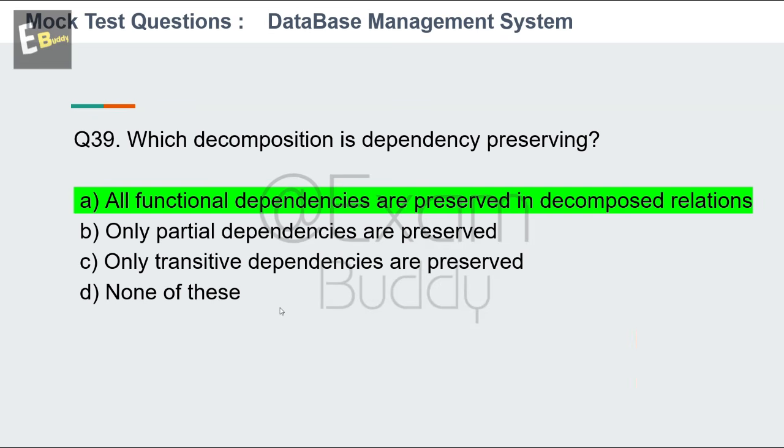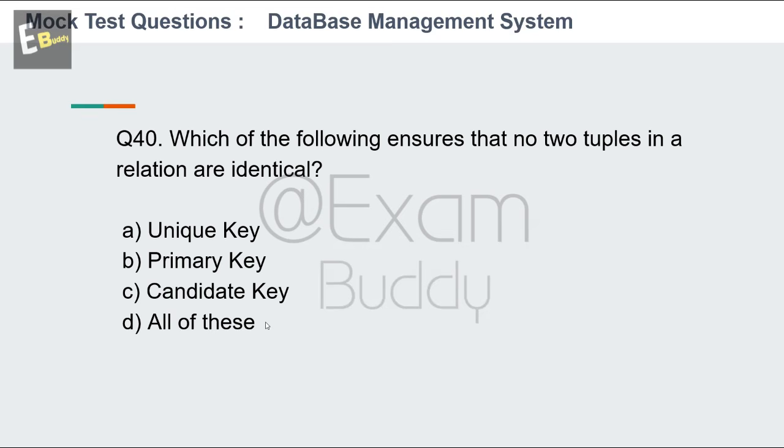And the answer is A, all functional dependencies are preserved in decomposed relations. Now let's go to our question number 40. Which of the following ensures that no two tuples in a relation are identical? So these are the options: unique key, primary key, candidate key, all of these. So your time starts now.